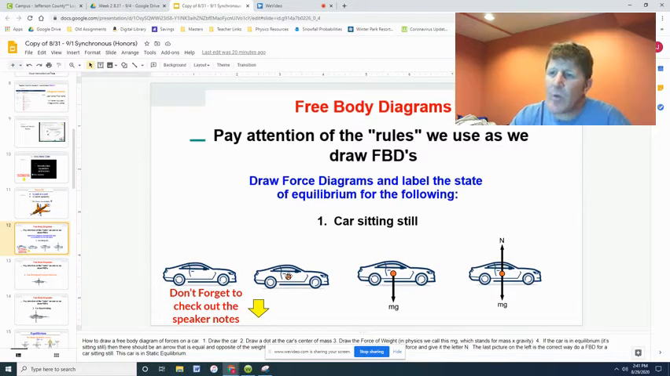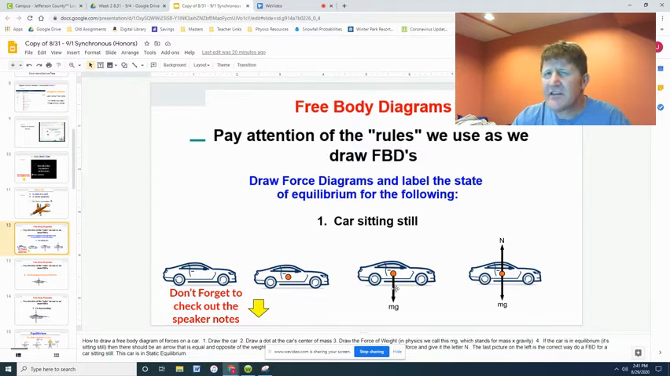So one, we know there is a downward force. The car is being pulled down by gravity. The force of gravity acts on the mass, and that gives us the weight. So we're going to draw a downward arrow, and we're going to label it mg, mass times gravity, which is going to be the force of its weight.